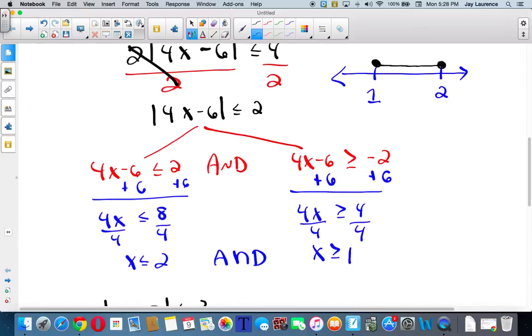If I wanted to go interval notation, where does the set start? Well, it starts at 1, and the 1 is included, so I use the bracket. It goes all the way to 2, and 2 is included, so I use the bracket. I'm just doing interval notation for this part of the picture.